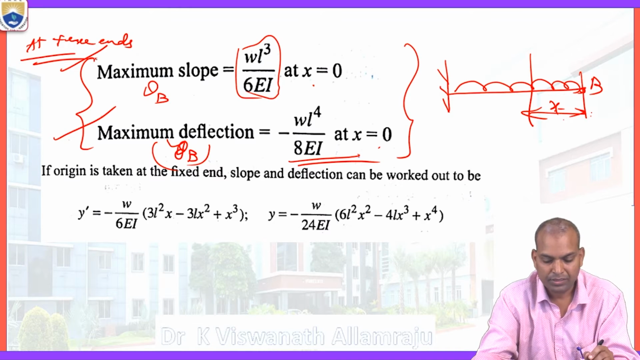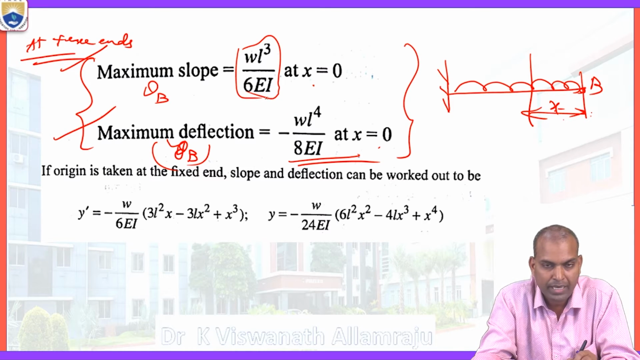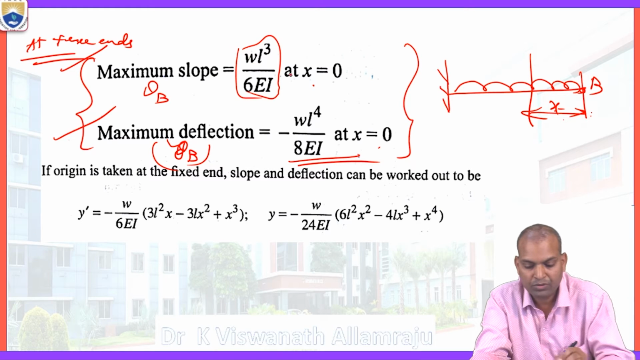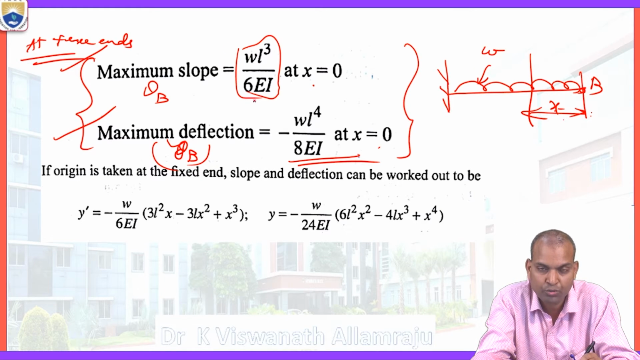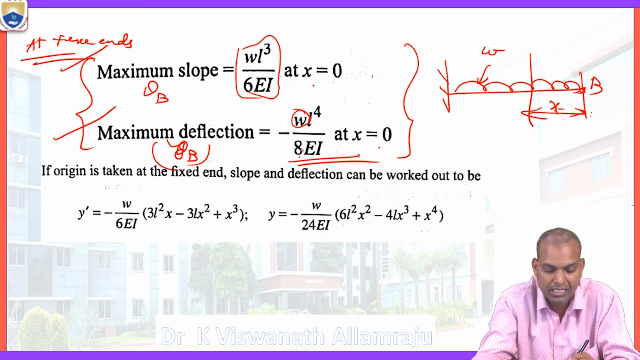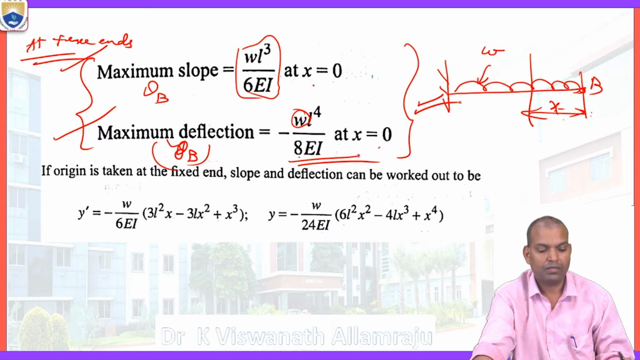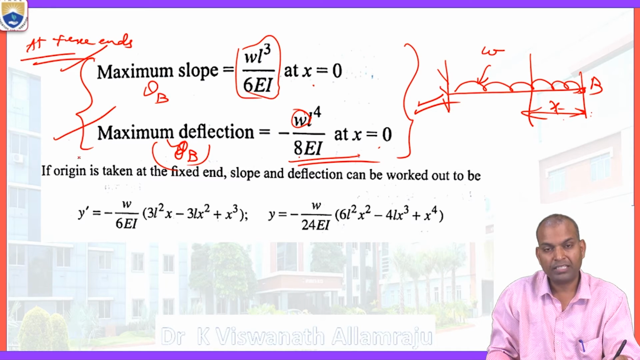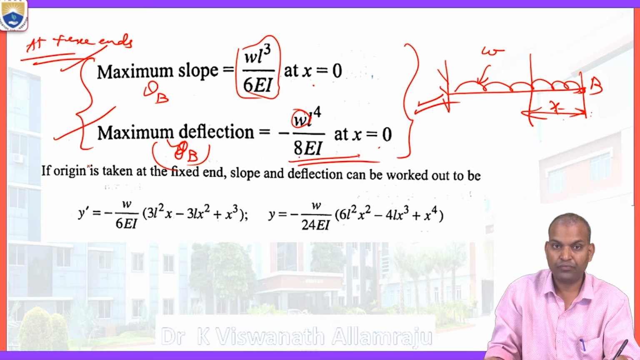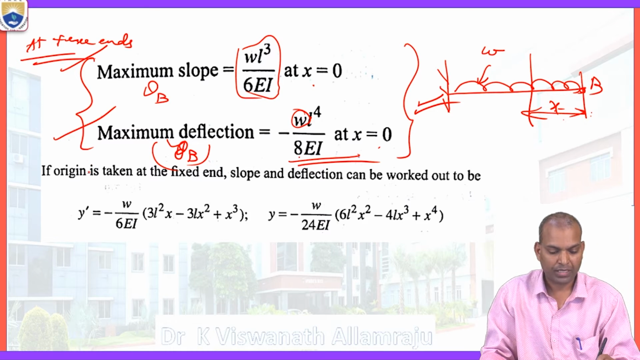At the free end, the maximum slope is small w, the uniformly distributed load intensity in Newton per meter, times L cube by 6EI. The maximum deflection is small w L power 4 by 8 EI. In this manner, we calculated the maximum slope and deflection at the free end, point B.